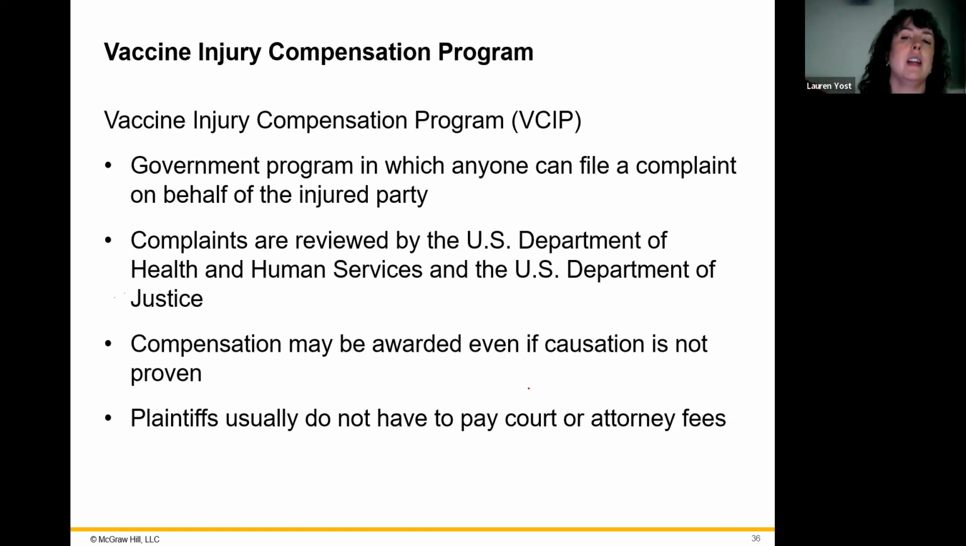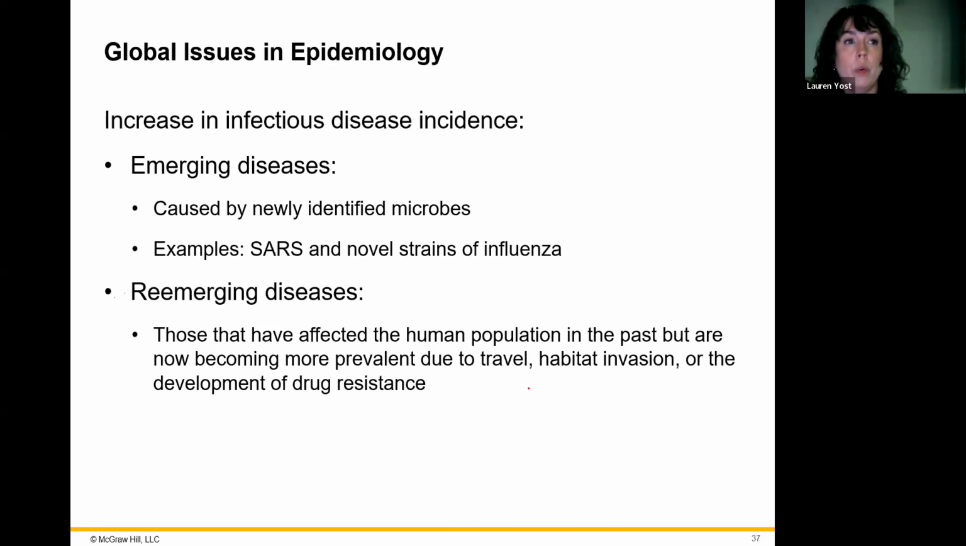Also, there is the Vaccine Injury Compensation Program. This is a government program where you can receive compensation if there is a proven cause that it was the vaccine that caused your problem, whatever it is, that cost you money or cost you permanent damage or something like that, right? Usually no court or attorney fees involved with that if you do pursue that. If you know anybody that needs to pursue that.